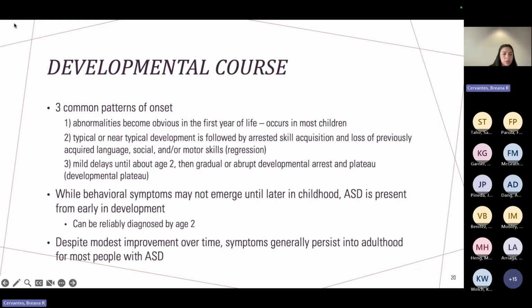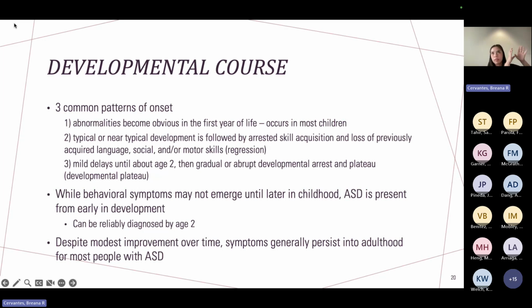Okay, developmental course. So what does it look like across time for a particular person? Your book says that there are 3 common patterns of onset. The first one is that the abnormalities become obvious in the first year of life, which is true for most children. So you're noticing it pretty early on.